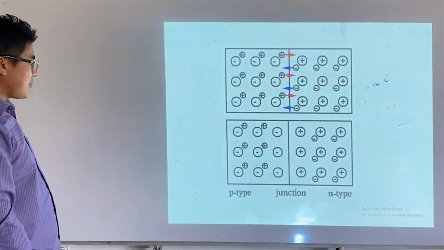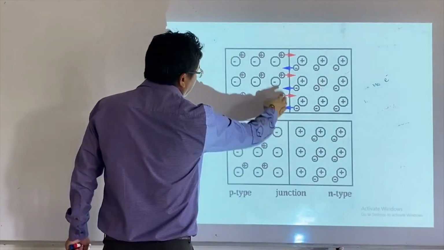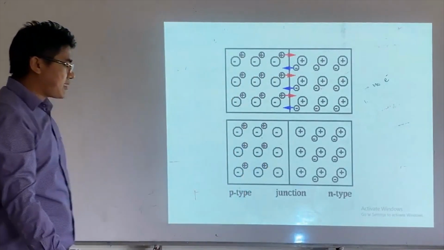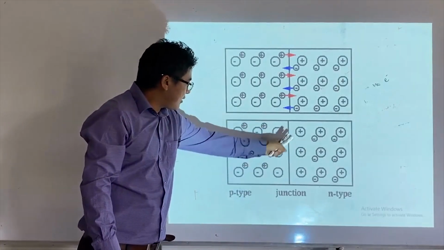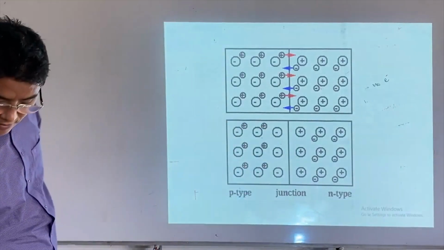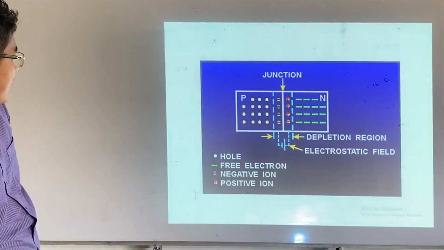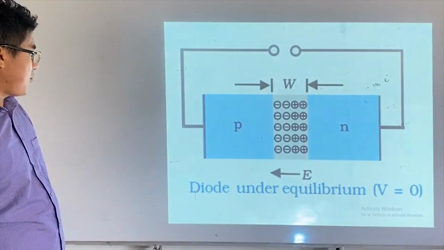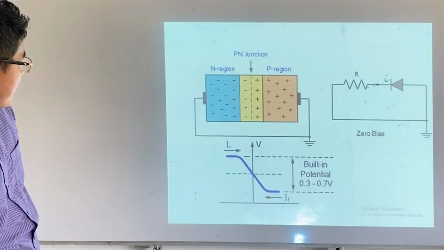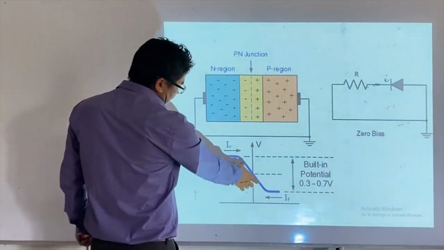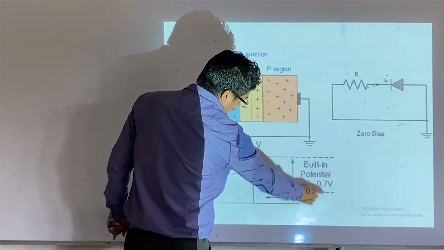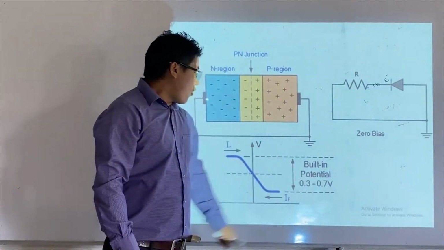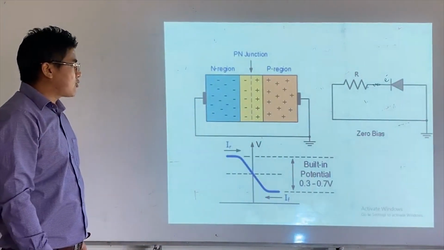This is the P-type semiconductor. This is the N-type. Movements are stopped once the equilibrium state is reached. So these are positive ions and these are negative ions. Alright, equilibrium is reached. This is the potential barrier. The potential barrier is 0.3 to 0.7 volt. For germanium it is 0.3. For silicon it is 0.7. Right. So this is what we had.